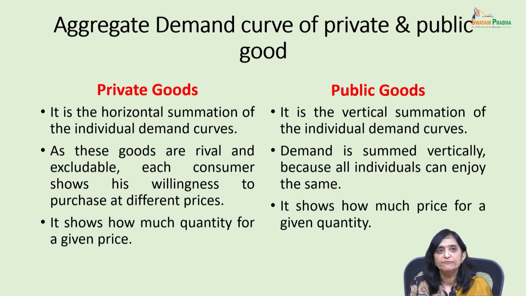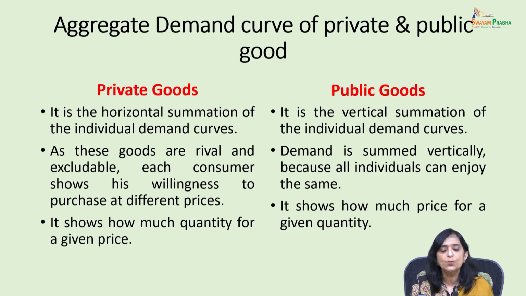In case of private goods, since these goods are rival and excludable, each consumer is going to show his willingness to purchase at different prices. That is what we call a demand schedule. That is, if the price is, let us say, 10, how much quantity am I willing to buy. If the price is 11, how much quantity am I willing to buy. So I give my demand schedule. From my demand schedule, a demand curve is derived. Similarly, another consumer will give his demand schedule and get a demand curve.